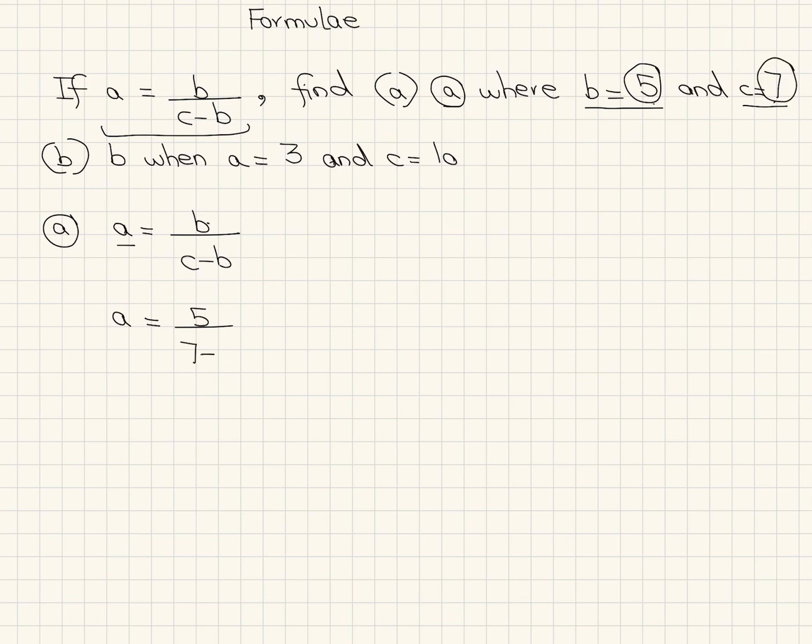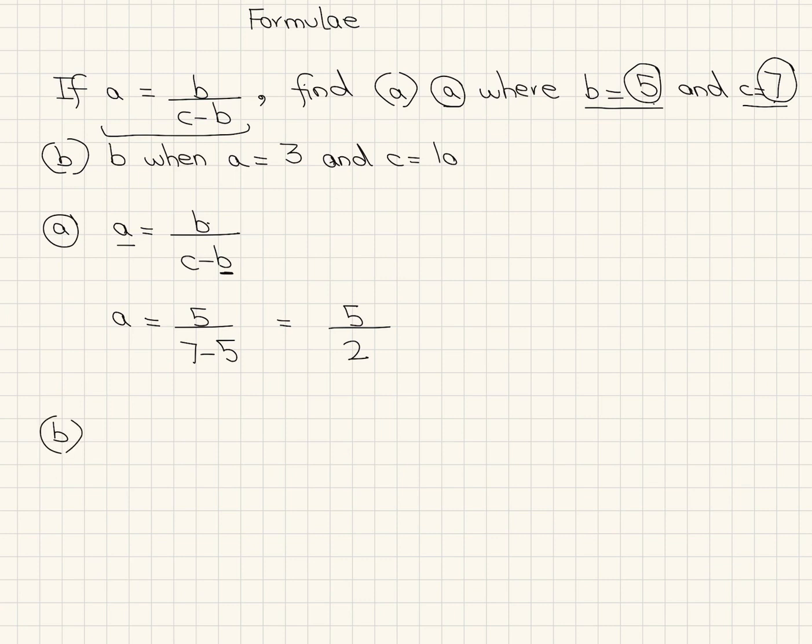So 7 minus, and again, the value of B is 5, right? So we end up getting 5 over, so 7 minus 5 is 2, right? So it gives us 5 over 2. That's going to be my value of A. What does part B say?